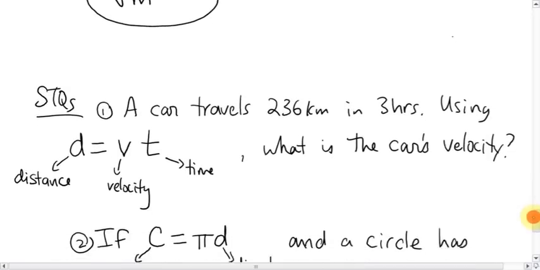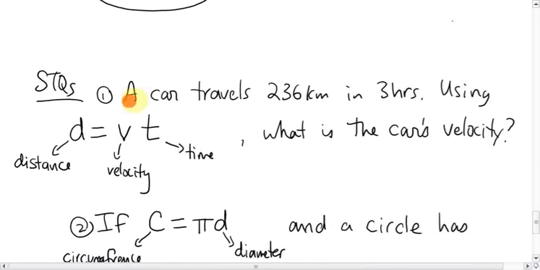All right, here are the skill testing questions. There's 3 of them. A car travels 236 kilometers in 3 hours. Using the formula d equals v times t, where d is equal to distance, v is for velocity, the fancy word for speed, that's just a grade 8 definition of it, and t is for time. Using that formula and that information, find the car's velocity.